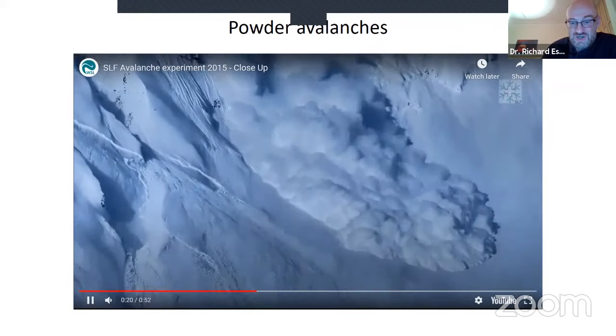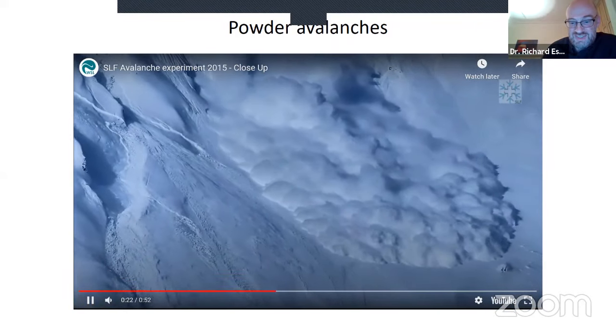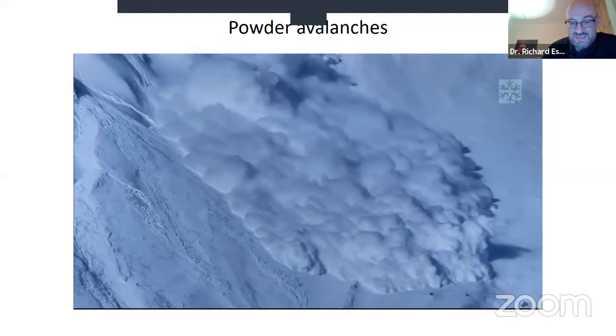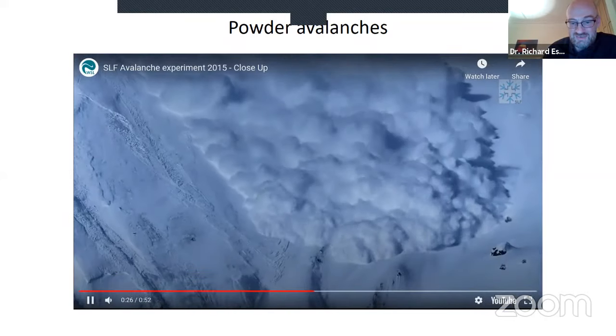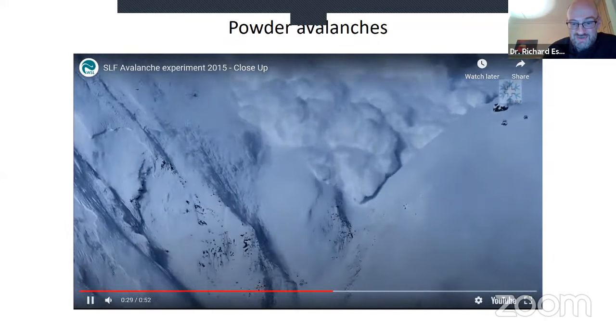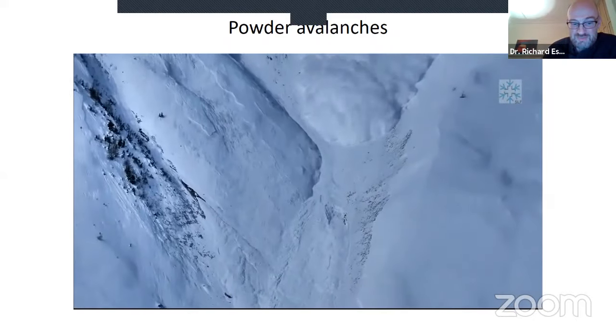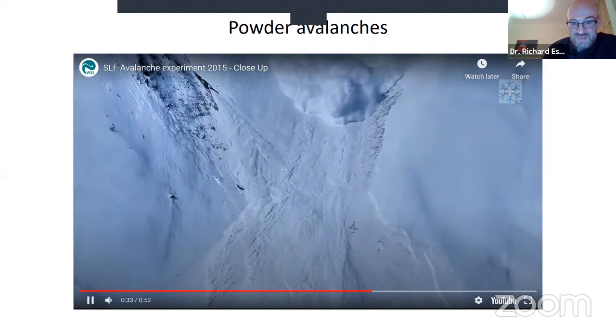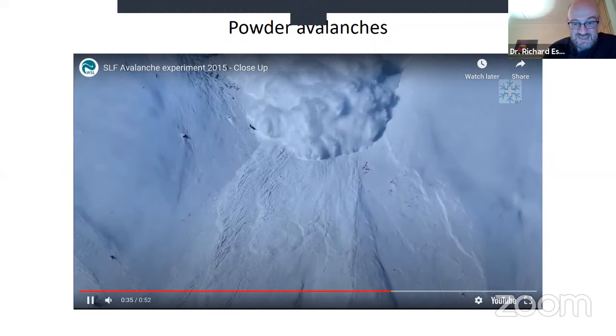You can see the turbulent entrainment of air and snow in the head of that gravity-driven flow, which is being channeled by the topography. They're moving very fast.